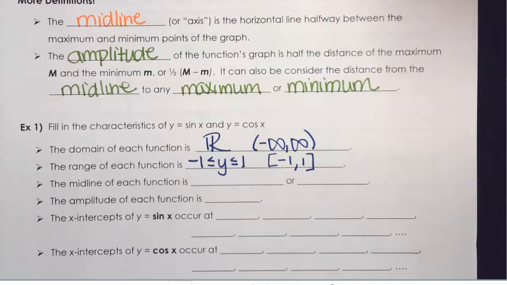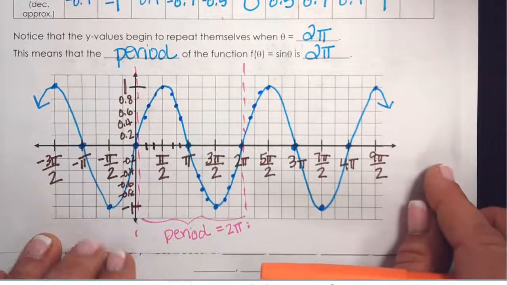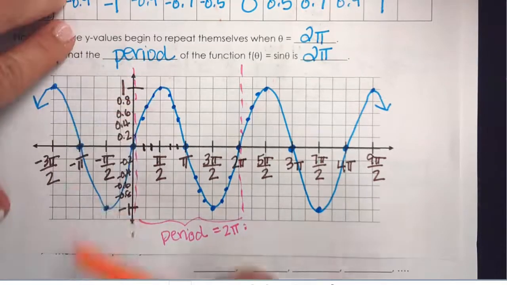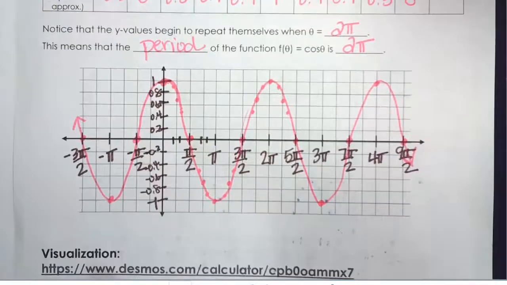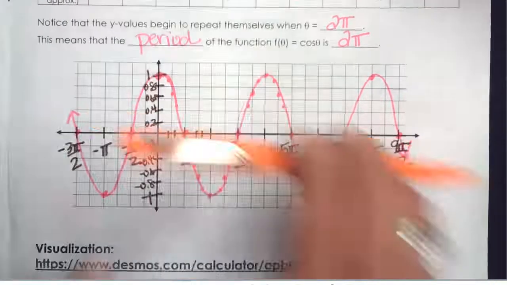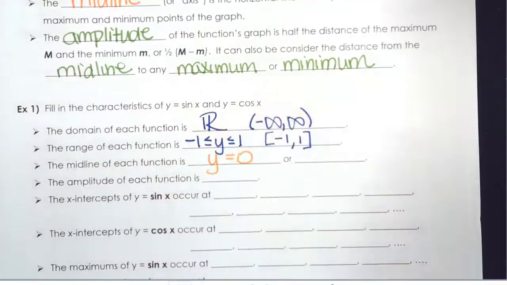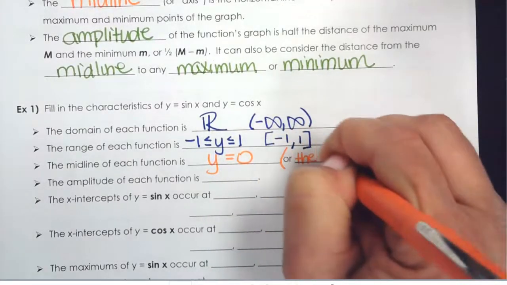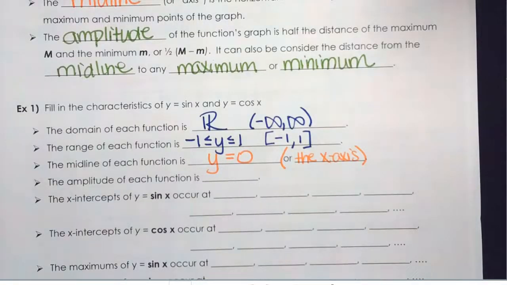Well, we just defined the midline. It's the horizontal line halfway between the maximum and minimum points. If I look at the sine function, what's halfway between 1 and -1? 0. So isn't it y equals 0? That would be our midline. What about for the cosine function? It's also at y equals 0. So the midline of each function is y equals 0. And for these parent functions, do you notice that that's the same as the x-axis?